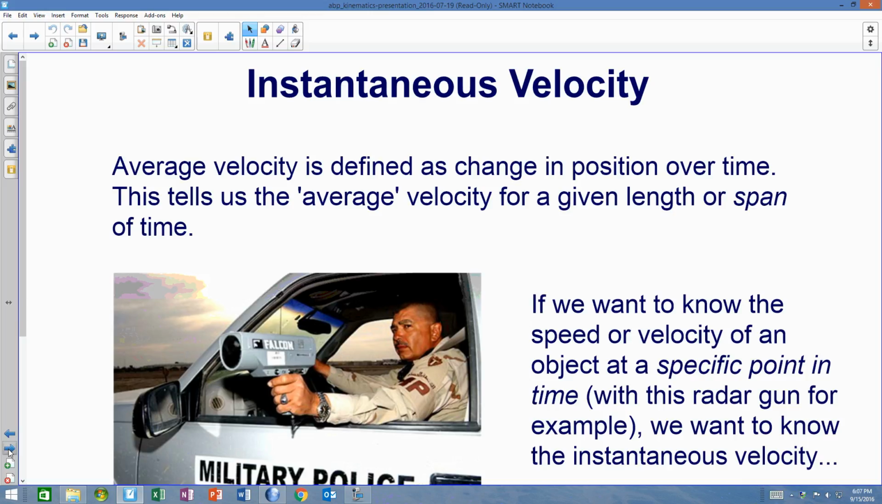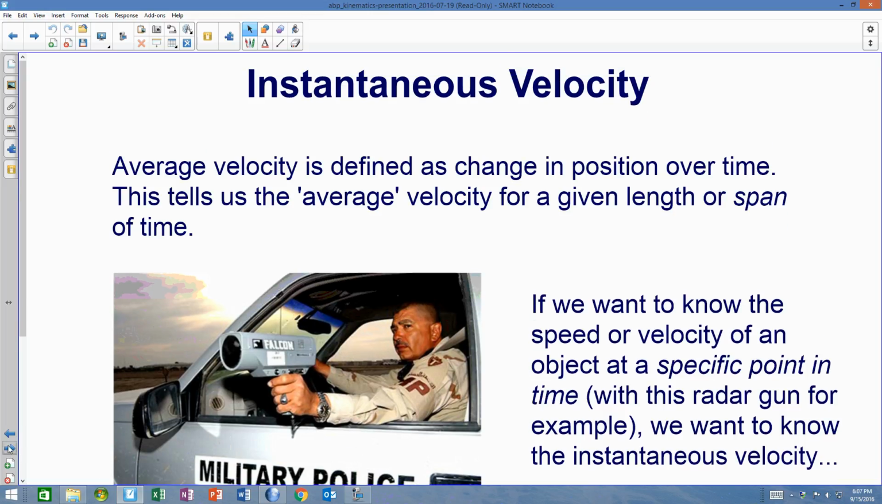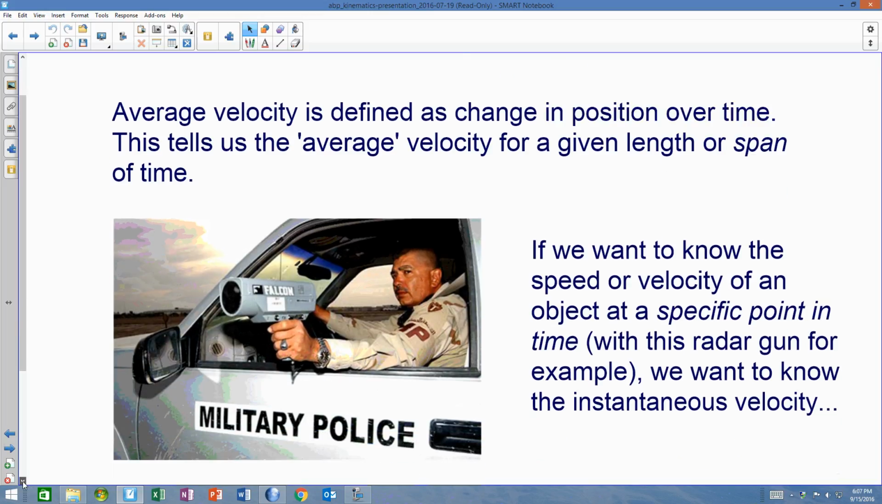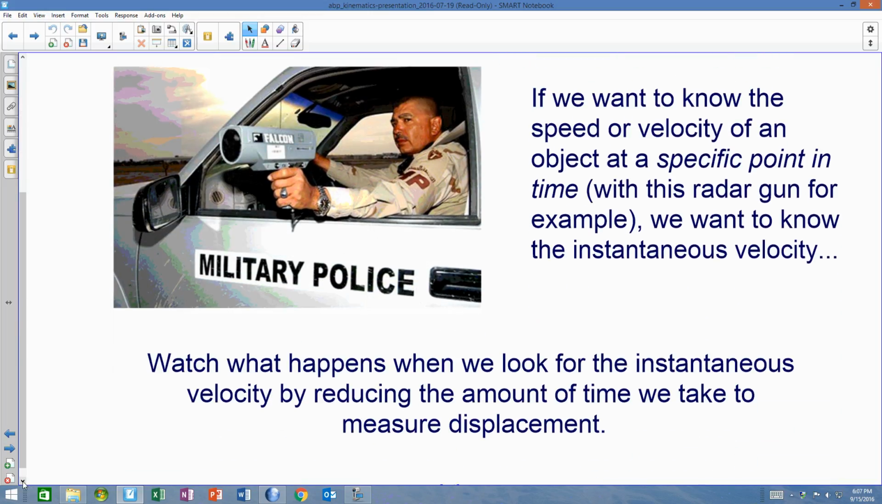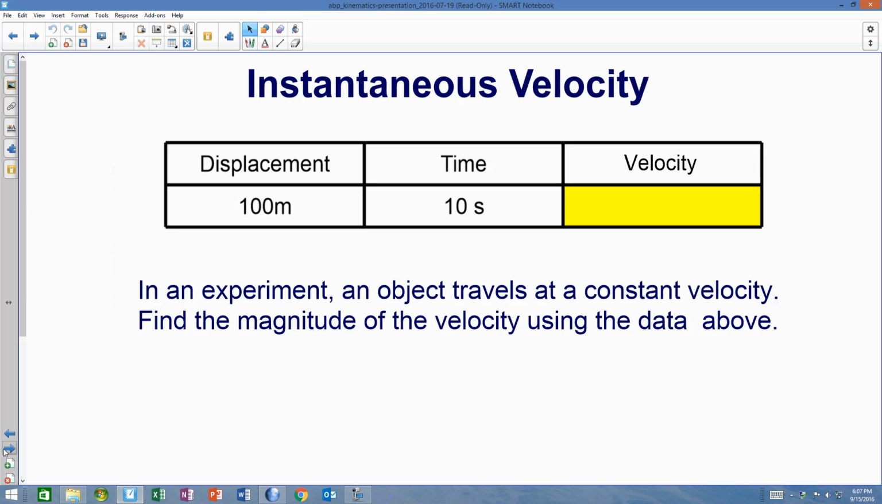If we want to know the speed or velocity of an object at a specific point in time, so for example with this radar gun, we want to know the instantaneous velocity. Watch what happens when we look for the instantaneous velocity by reducing the amount of time we take to measure displacement. So in this example, we have an object that travels at a constant velocity. Find the magnitude of the velocity using the data above.